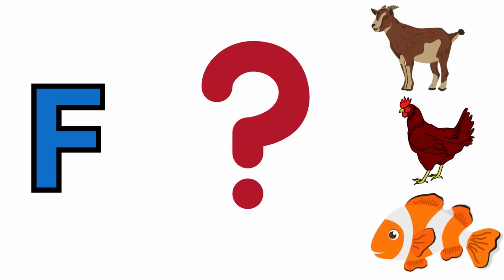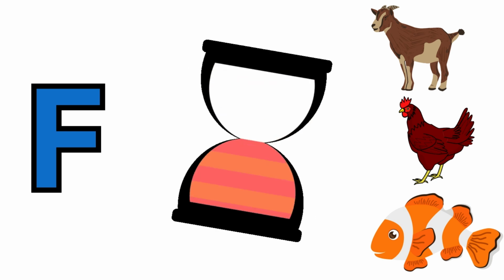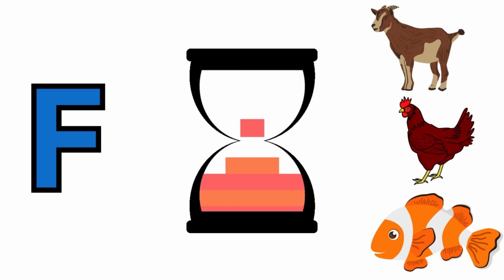Now we have the letter F. Can you find the picture that starts with F? Is it the goat, the hen, or the fish? That's correct. F is for fish. Fantastic job.